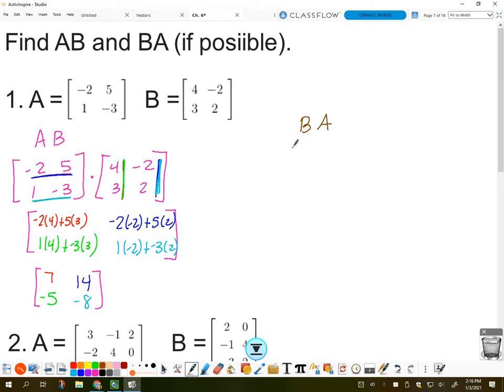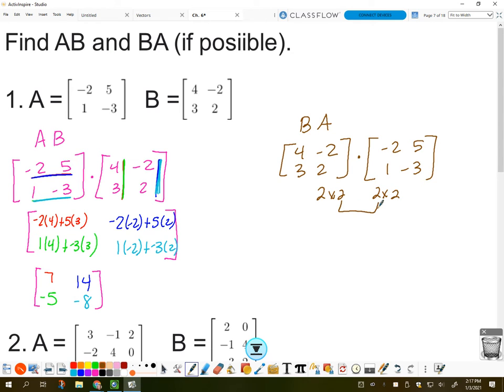B times A. Alright, so that means we're going to do 4, -2, 3, 2, and we're going to multiply by -2, 5, and 1, -3. Okay, so again, this is a 2 by 2 and a 2 by 2. So since these match, we know we get the dimensions of the outside guys, so 2 by 2. We need to be able to show our work and then get an answer.